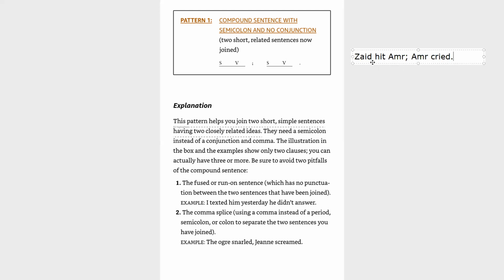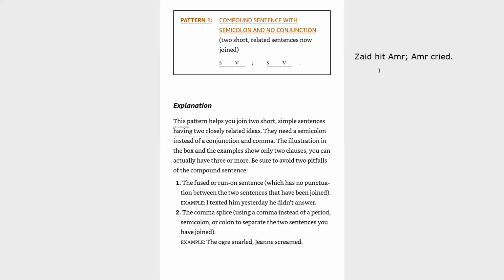Two closely related sentences, right? It's because Zaid hit Amr that Amr is crying. That's why I put a semicolon. The implication there is that these are related, right? Closely related. So Zaid hit Amr; Amr cried.